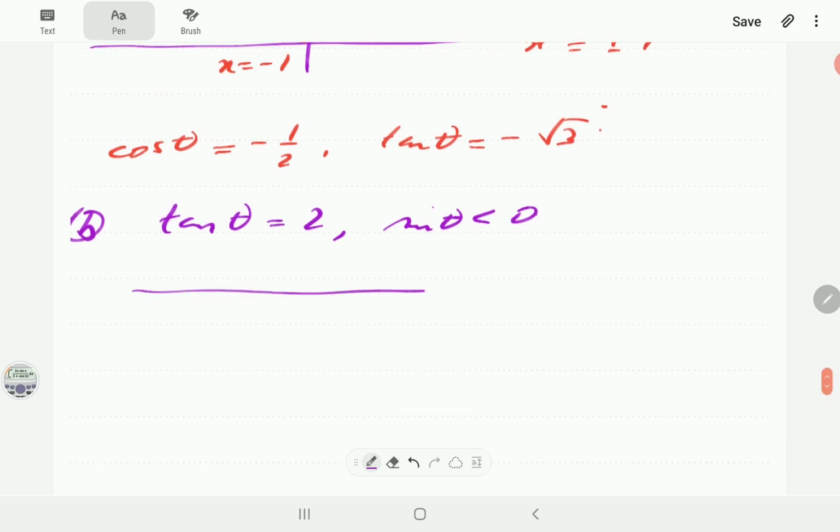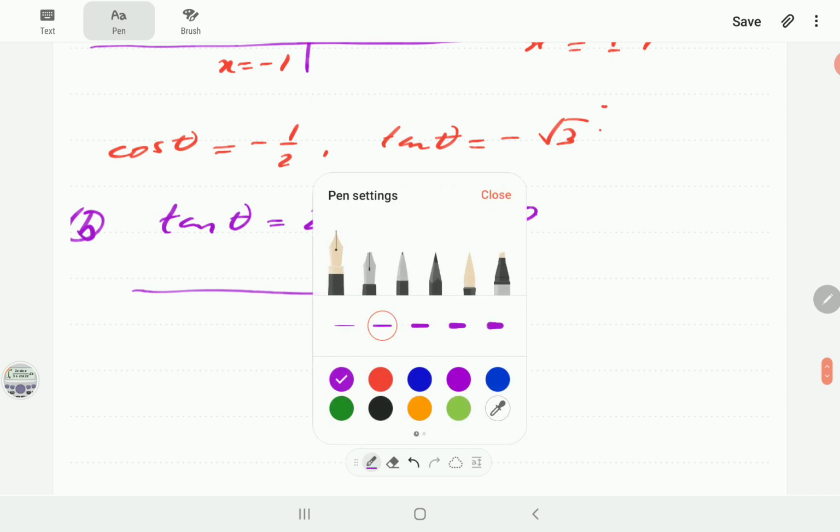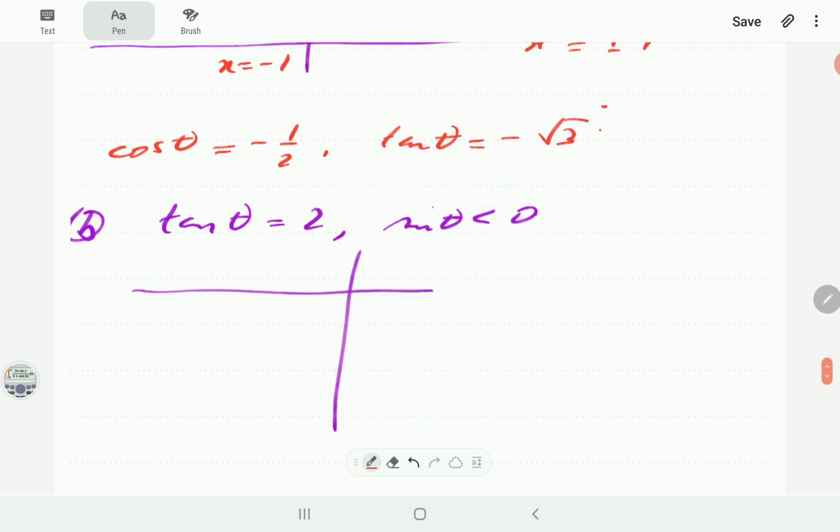So again, the only quadrant where tangent is positive while sine is negative is in the third quadrant. The two quadrants where tangent is positive are the first quadrant and the third quadrant. But in the first quadrant, sine is positive. Then tangent is opposite over adjacent, so it means opposite here is negative 2 because we're in the third quadrant, and that adjacent is negative 1. So we need to find r.